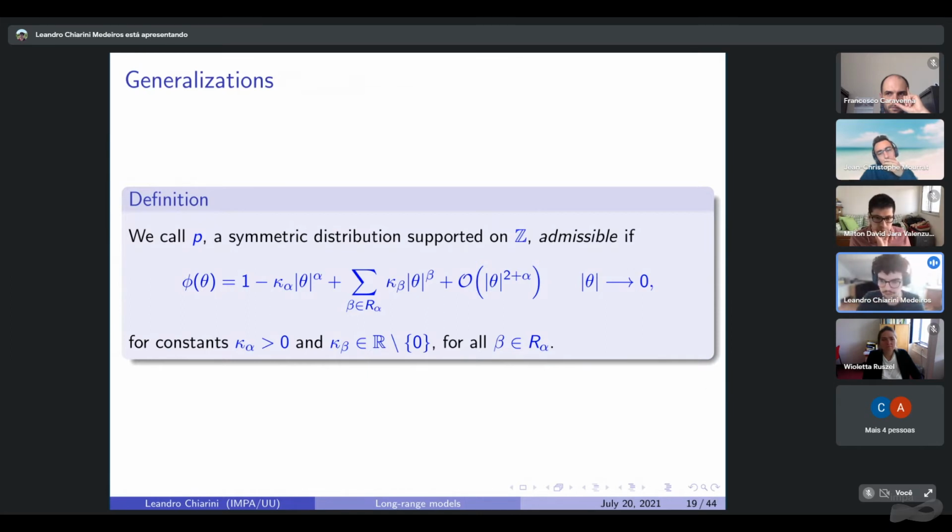Maybe I can share another. But if, for instance, I know that phi of theta is the first two terms, like 1 minus the thing to the alpha, and then I only know the remainder is big O of theta squared, let's say, can I still say something, or is this... Oh, no, you can.